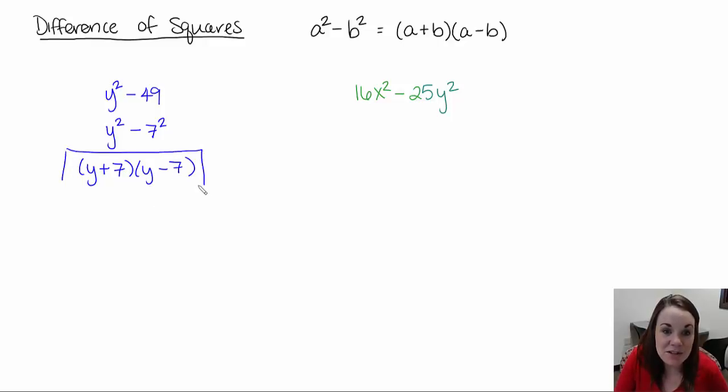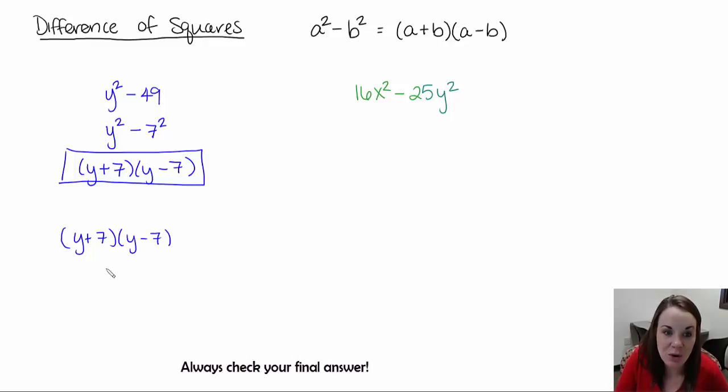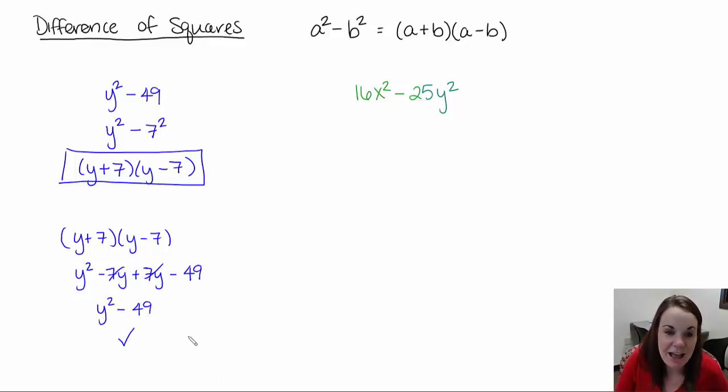And that's it. So once you learn to recognize these patterns, difference of squares is pretty simple. But it's always a good idea to check to make sure that what you factored into actually gives you back your original equation. So when I FOIL this, I multiply this out, I get y squared minus 7y plus 7y minus 49. Well, these here cancel, and I am indeed left with y squared minus 49. So that checks out, it works, and this here is my answer.